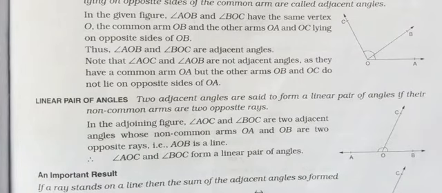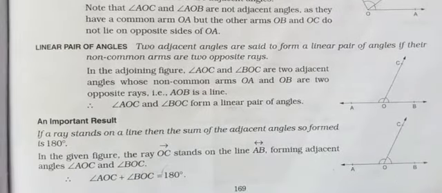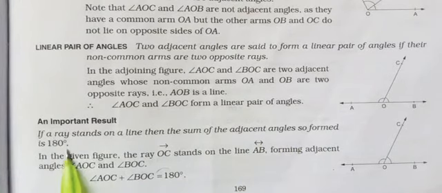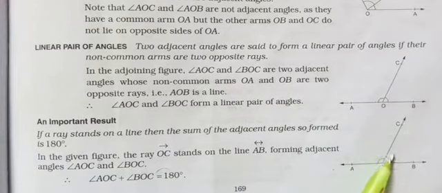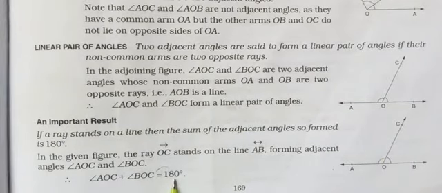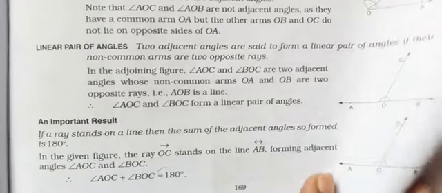Now next, come to an important result. If a ray stands on a line, then the sum of the two adjacent angles formed is 180 degrees. What I have told earlier. If a ray stands on a line, then the sum of the angles is equal to 180 degrees. Obviously, it will happen. It's clear?